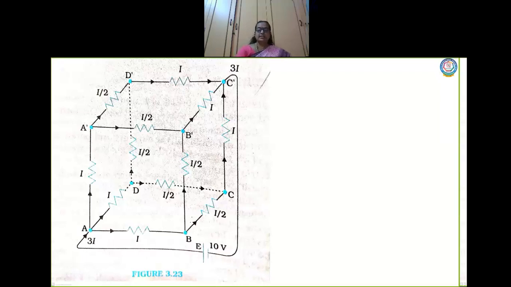Now let us read the sum. A battery of 10 volt and negligible internal resistance is connected across the diagonally opposite corners of a cubical network consisting of 12 resistors. How many resistors are there in this cube? 12 resistors are there. And each resistor has got the value of resistance to be 1 ohm. So each resistor has got 1 ohm, right? Determine the equivalent resistance of the network and the current along each edge of the cube.